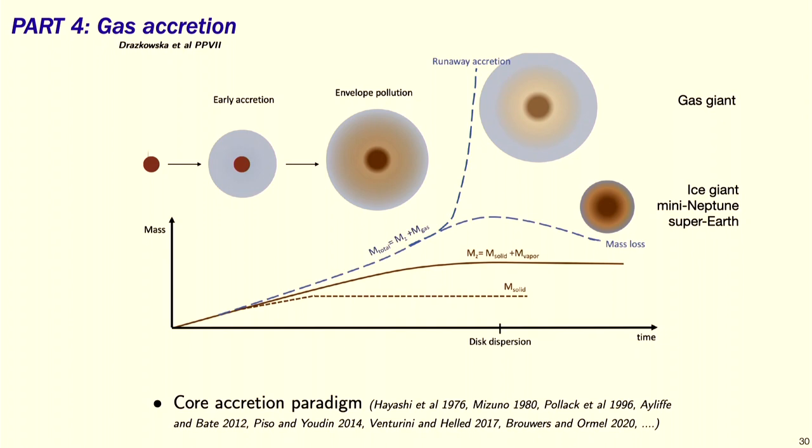So the basic idea is that if you want to form a giant planet, you start out with a solid core that slowly accretes a gaseous envelope. Then you start accreting such a dense envelope that when the mass accreted in solids becomes comparable to the gas envelope mass, you enter a phase of runaway gas accretion and we form really big gas giants. But if that condition is not met, you sort of bifurcate to another path and you form something that looks much more like ice giants, mini-Neptunes, or super-Earths.